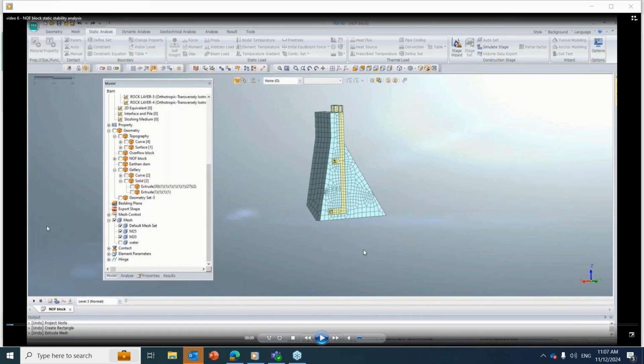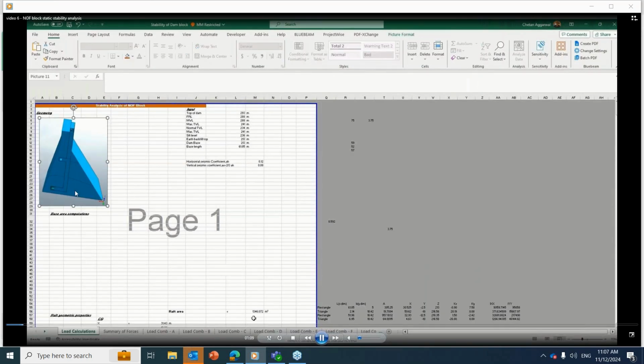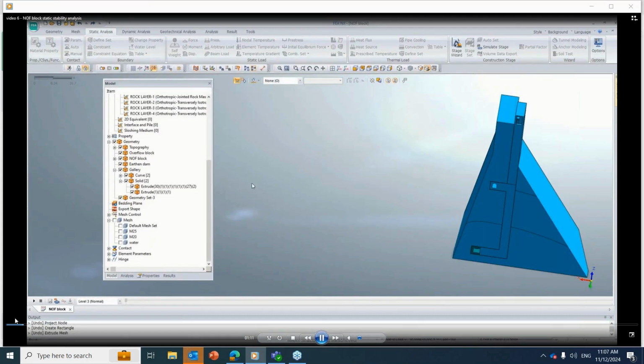Okay, so welcome everybody to this session. Hope you are learning something from these webinars. So in the last session, we had analyzed our non-overflow block, the deepest non-overflow block, for the static loads, and then I had taken that image of that 3D model into my Excel sheet.